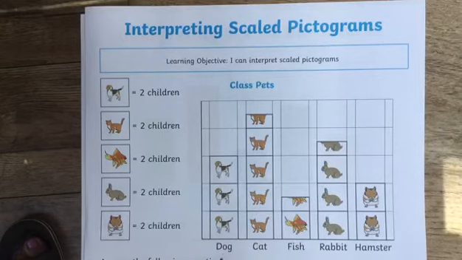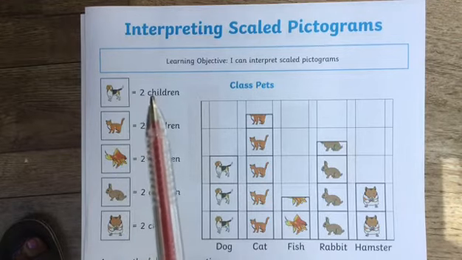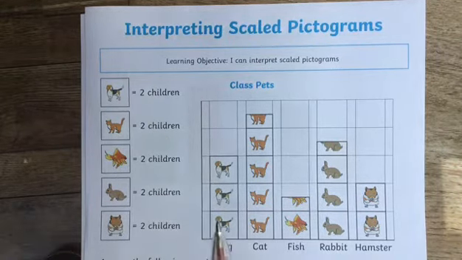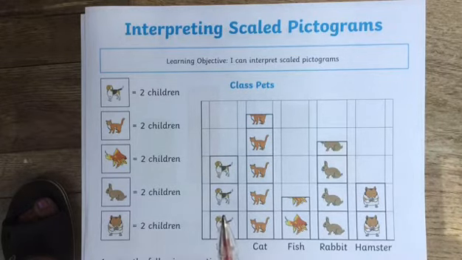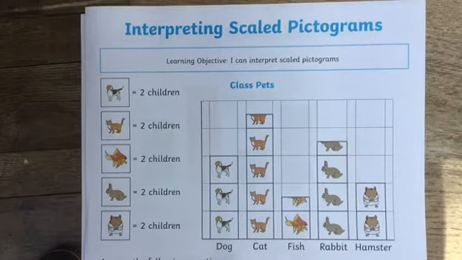So here, for the dog, I've got 3 of them. Now, we've just been told that one dog represents 2 children. So every dog we see, that's 2 children who have a dog. So can you see what the total amount of children is that have dogs? 2, 4, 6. So I can see that 6 children would say that they have a dog as a pet.